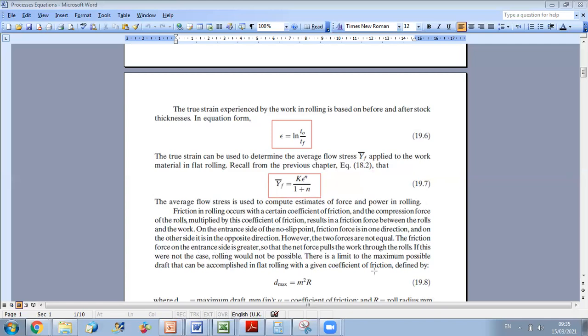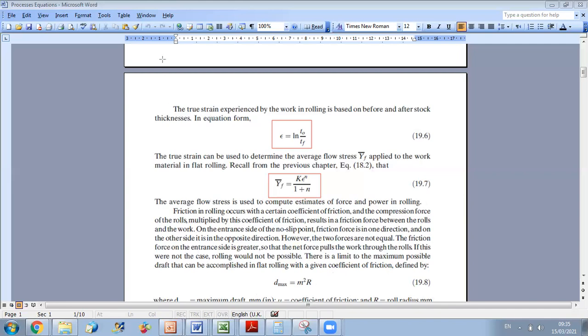There is a limit to the maximum possible draft that can be accomplished in flat rolling with a given coefficient of friction, which is defined by: the maximum possible draft is the friction coefficient squared times the radius of the roll.